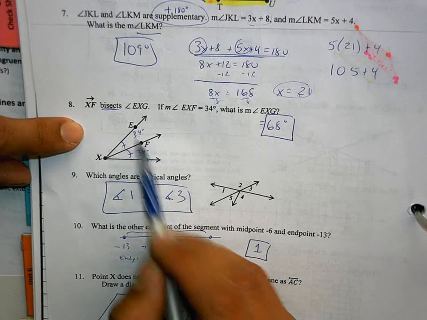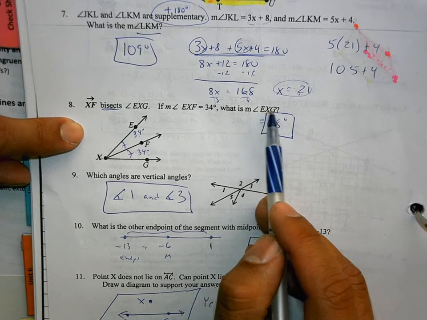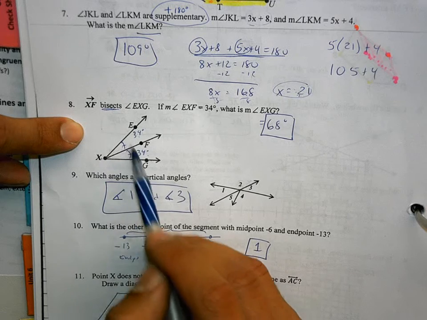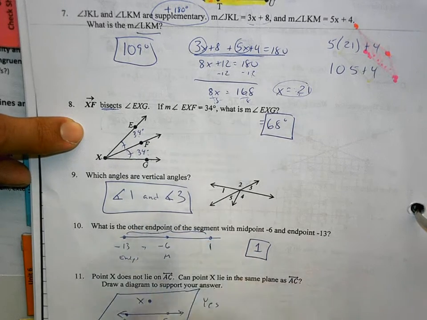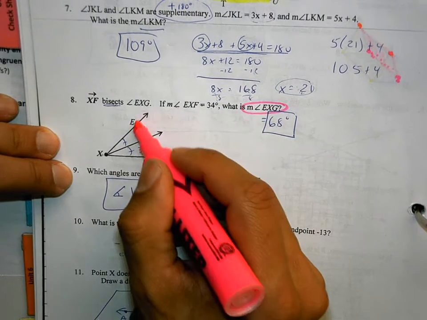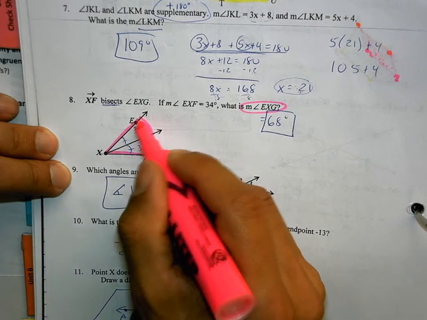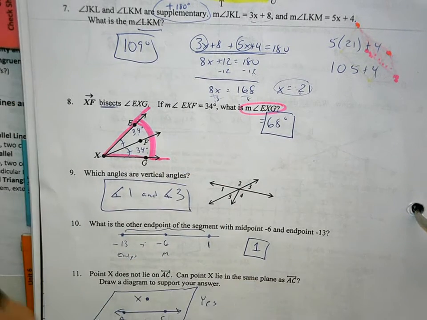34, 34. And then the final question says, what is EXG, meaning side, vertex, side. What is the whole angle equal to? 34 and 34 is 68. Let me highlight that real quick. EXG is E, then X, then G. We're trying to find this whole angle, so you have to put them together in that case.